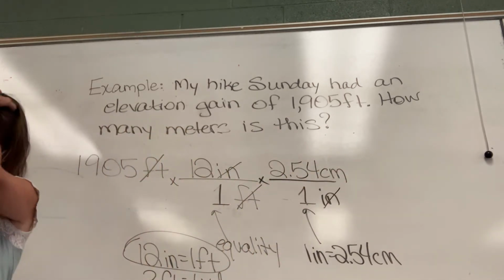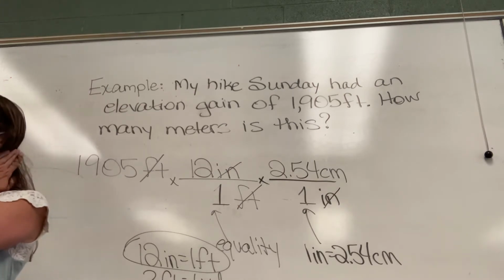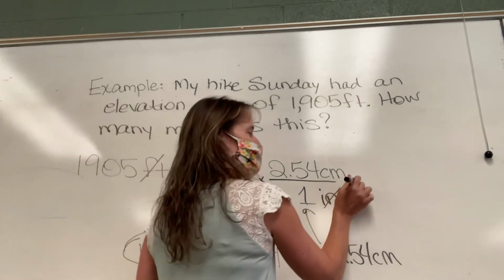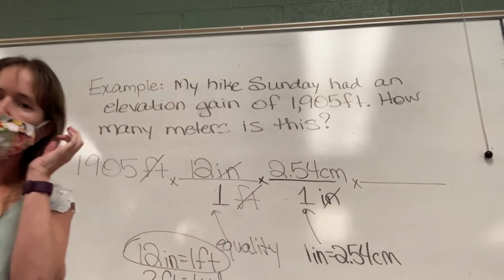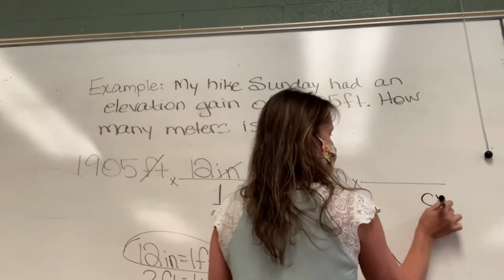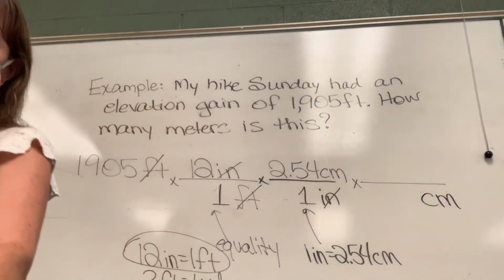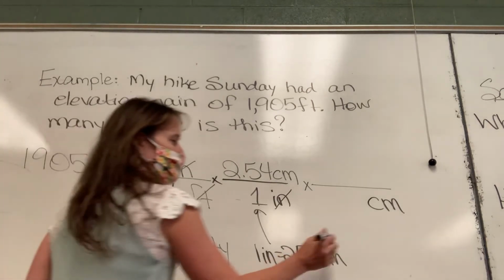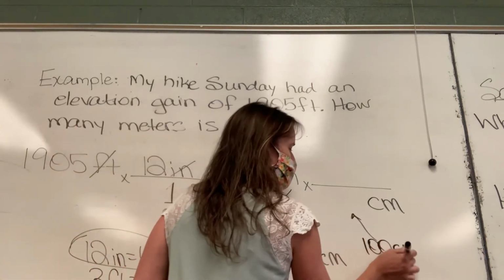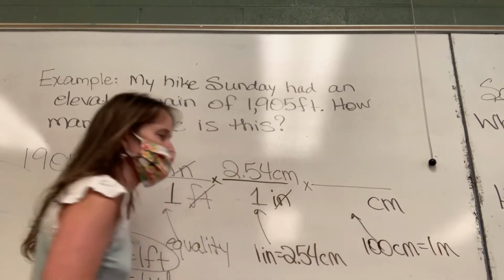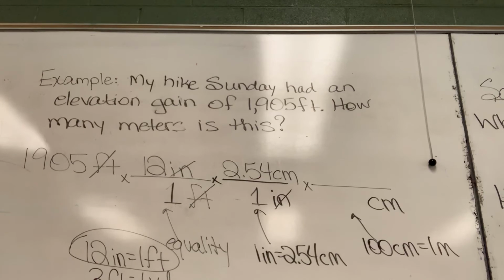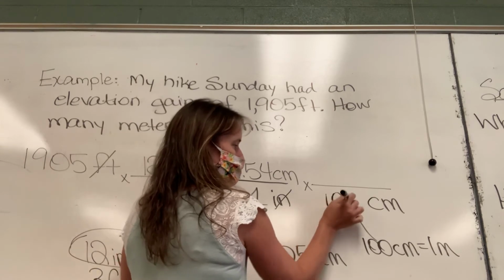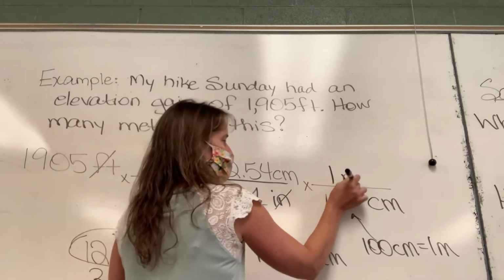Do I want centimeters? No, I don't. Guess what I gotta do? Do it again. But we're doing one step at a time, so it doesn't seem like we're doing much. Okay. I don't want centimeters, so where do centimeters go? Bottom. Now I need to find a conversion or an equality with centimeters. What do you see? 100 centimeters equals a meter. How should we write it? The 100 goes with the cms, so that's on the bottom, and on the top is meter.